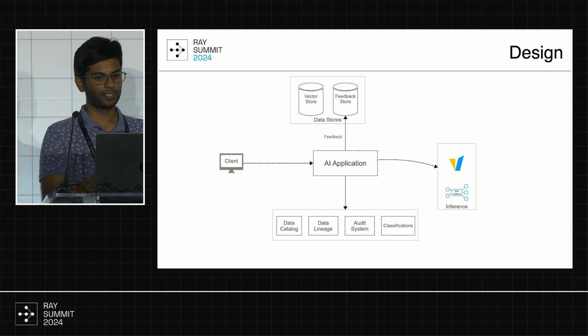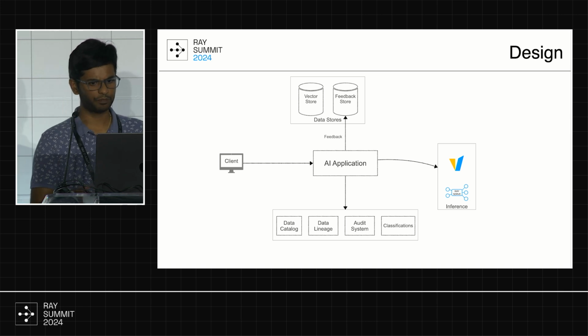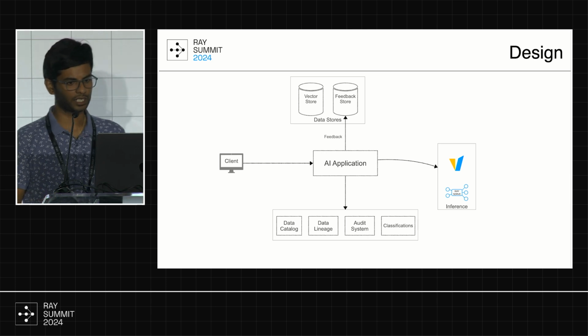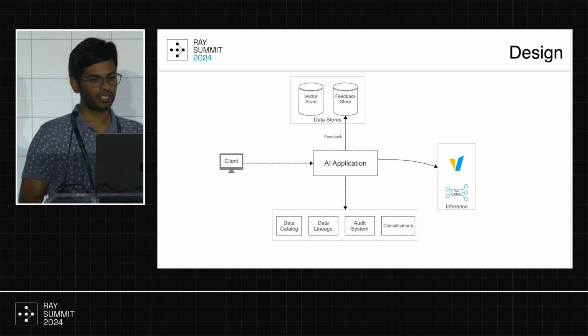On the left side, we have the client, which represents the end user or the system which is interacting with our AI application. This could be a data engineer, data scientist, or business stakeholder who is trying to classify and annotate datasets with business context. And the client submits the request to the AI application.